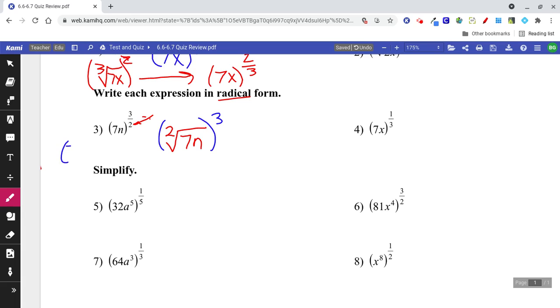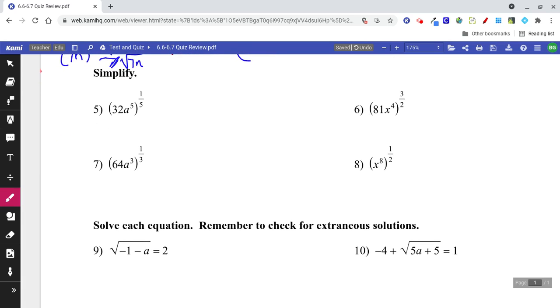So if we had 7n to the 1/2, then that would just be the square root of 7n. Also, by the way, we don't really need that 2 right there when it's a square root. We could just say this. It's not wrong if you put the 2 in there, but that's the only one that's not necessary.